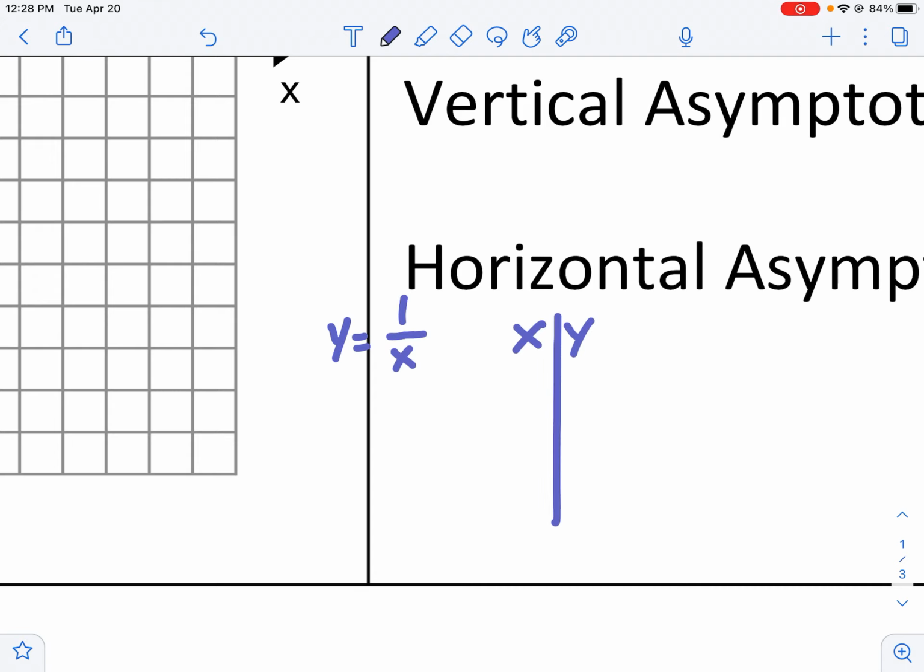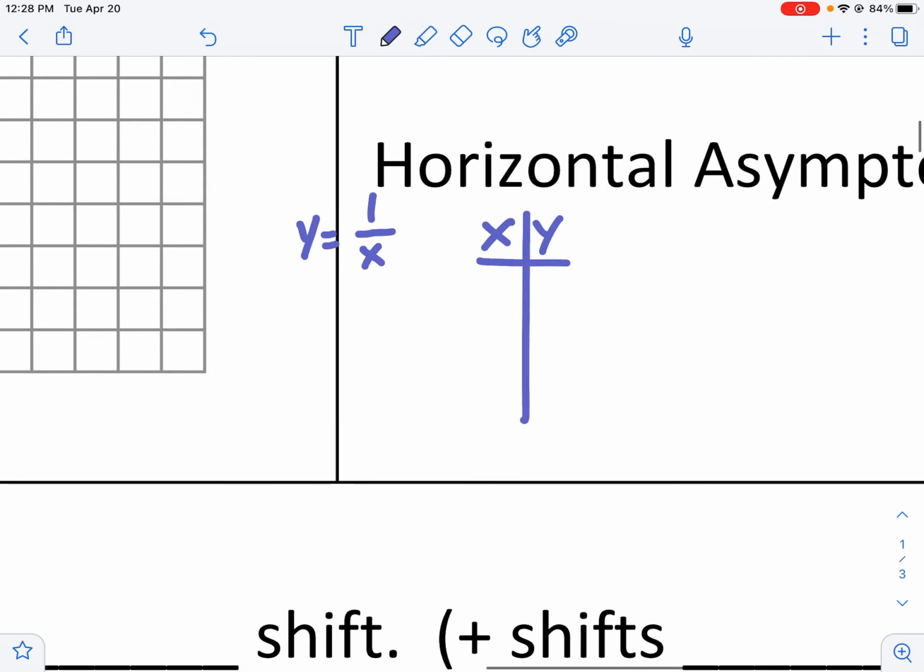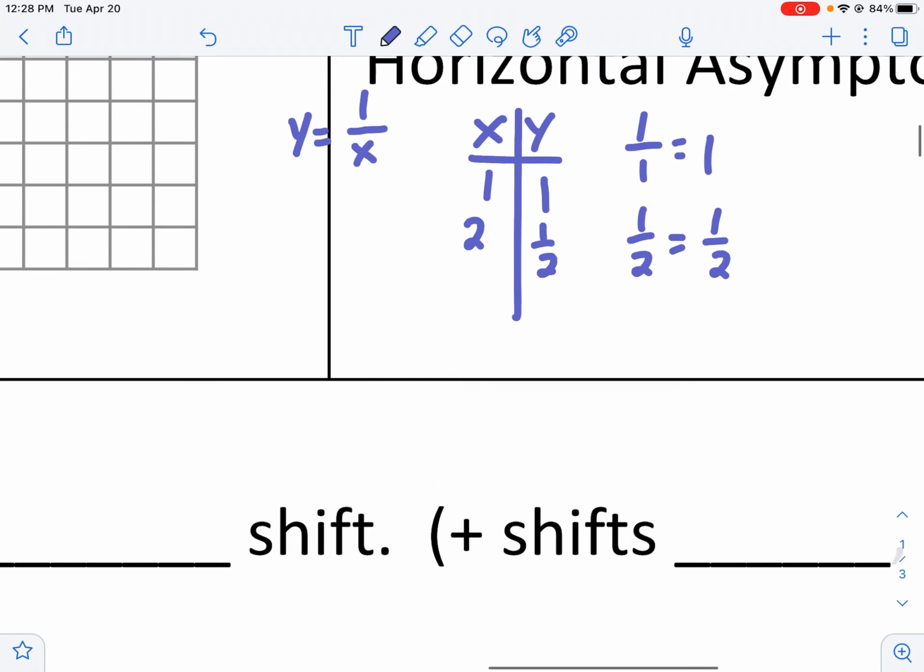So let's make an x and a y with these points. Good points to plug in are like 1. 1 would be a great first x value. So 1 divided by 1 gives us out 1. 2 would be another great x value. 1 over 2 would give us 1/2, right? If we plugged in 2, we'd get out 1/2.